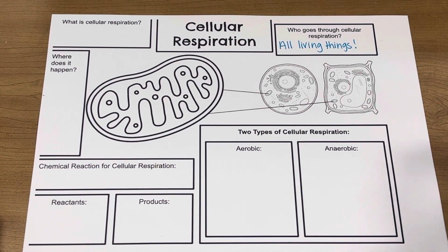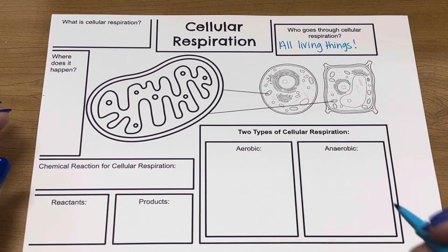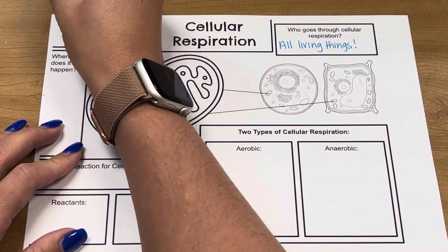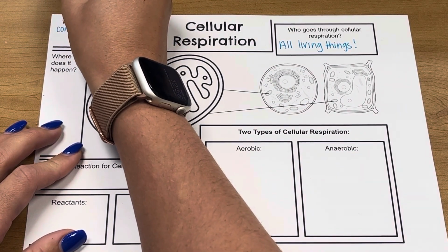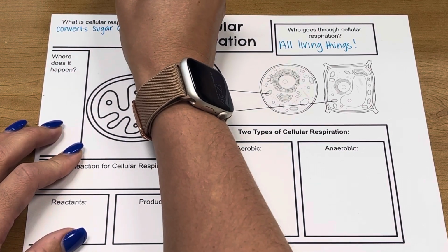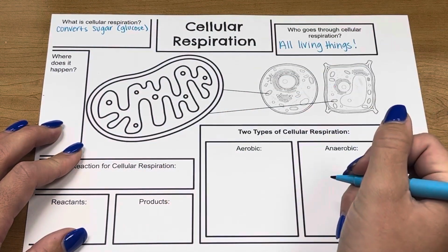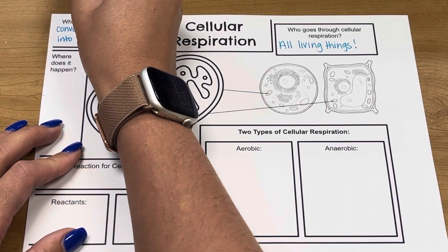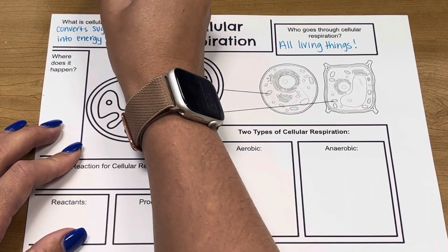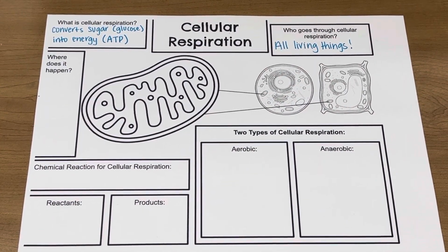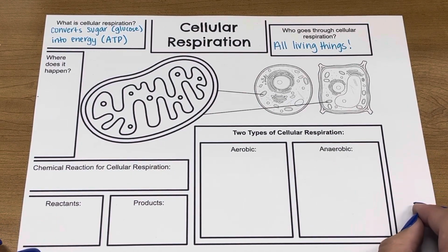So what exactly is cellular respiration? Cellular respiration is a process in the cell used to create ATP. It converts, remember that means to change, converts sugar. And what's our sugar form? Glucose. It converts sugar in the form of glucose into energy, and that energy is ATP. Cellular respiration is taking place within our eukaryotic cells.